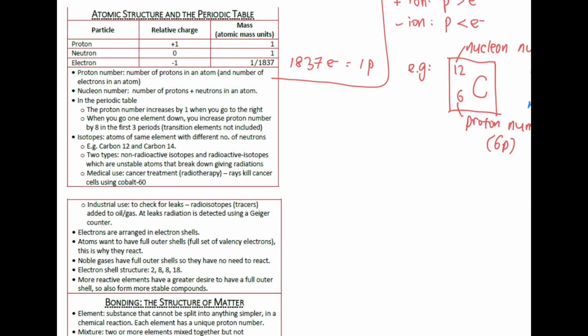Okay, we see this point. In the periodic table, the proton number increases by 1 when you go to the right. Okay, so let's look at the periodic table. We take a quick look. Okay, so I put it here.